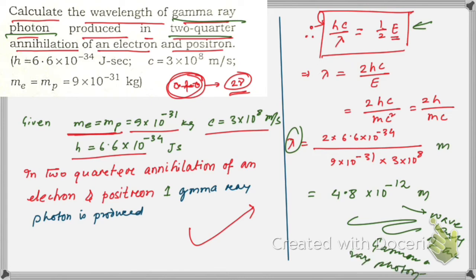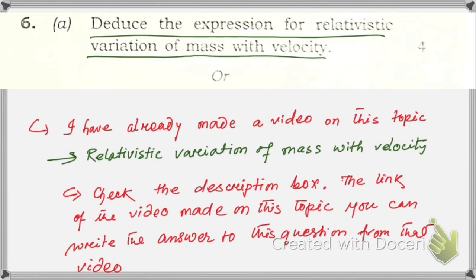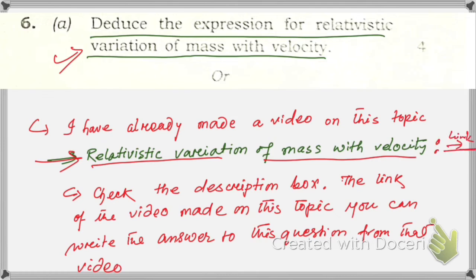So hope you have understood this. So now let's move on to the next. Deduce an expression for relativistic variation of mass with velocity. I have already made a video on this topic. If you go to the relativity playlist, just check the description box. There I have given the link for relativistic variation of mass with velocity. If you visit that link, you will get the answer. You can write the answer directly from that video, right?